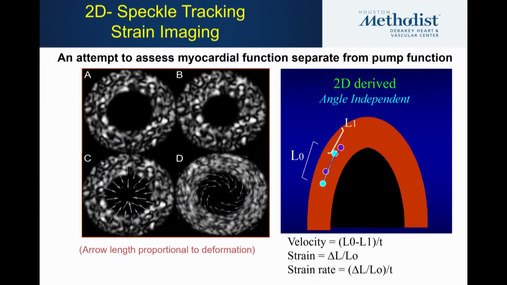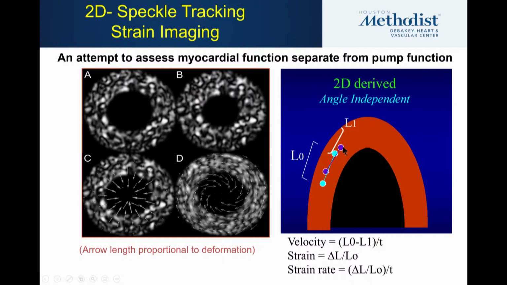Strain imaging started first with tissue Doppler, but nowadays the way to do it is by speckle tracking. And what is speckle tracking? Well, remember that echocardiography now is all fully digital. The images are in a digital matrix where you have pixels. And the computer then can take a pixel and follow its course from diastole to systole. So if this is a little pixel, this pixel has been tracked from diastole to systole.